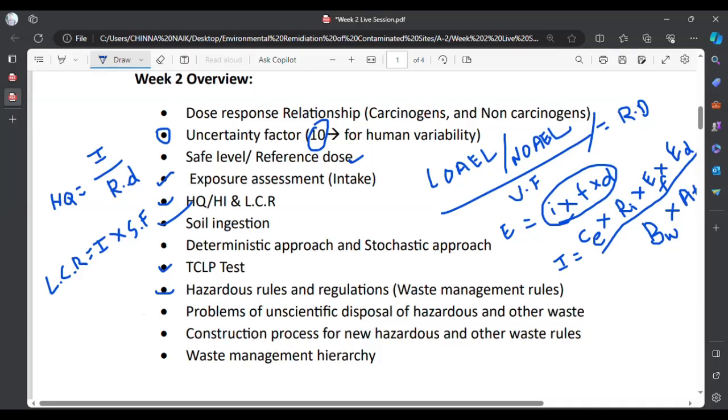And then next we discussed the problems of unscientific disposal of hazardous and other waste, especially focusing on the Indian context. They are simply burning. These wastes are not collected properly, not handled or managed properly, they are just burned. Some unscientific ways, like burning, technically we call incineration.